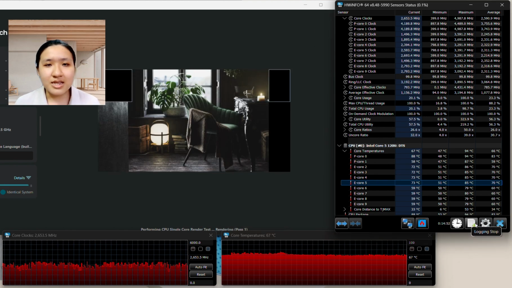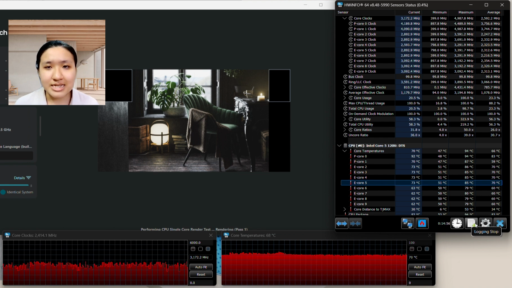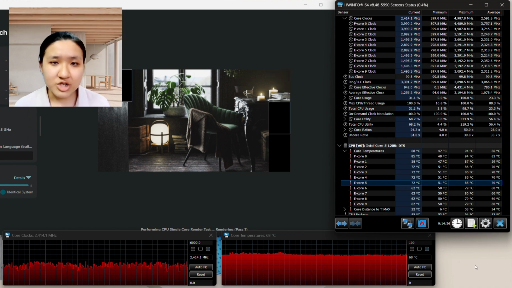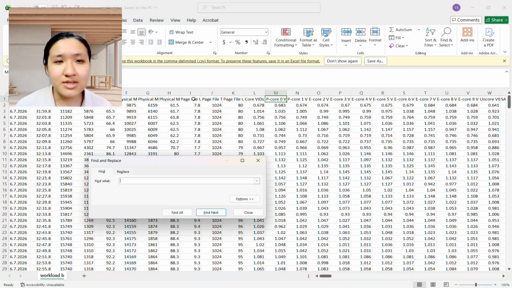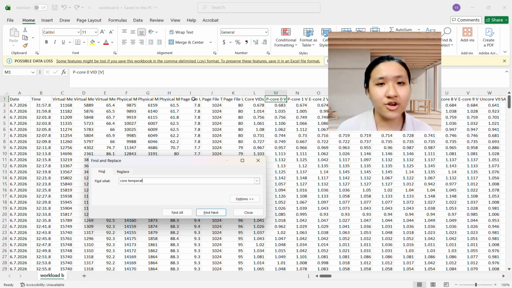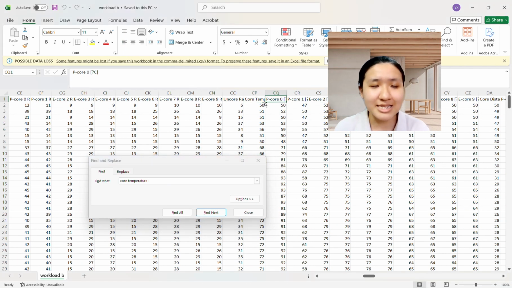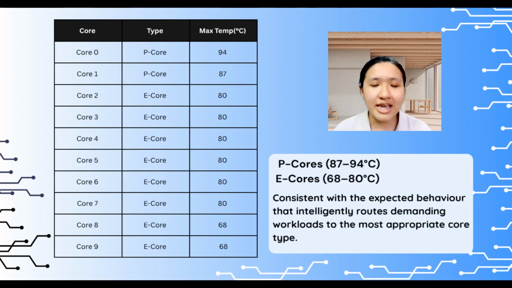After approximately 30 minutes, I stopped the benchmark and analyzed the CSV data, starting with core temperatures. P-Core 0 recorded the highest maximum temperature, while E-Core 7 recorded a maximum of 80 degrees Celsius, while E-Core 9 and E-Core 8 remain the coolest at 68 degrees Celsius. This confirms that the single-threaded workload is concentrated on the P-cores, generating the localized thermal hotspot in the high-performance core cluster.